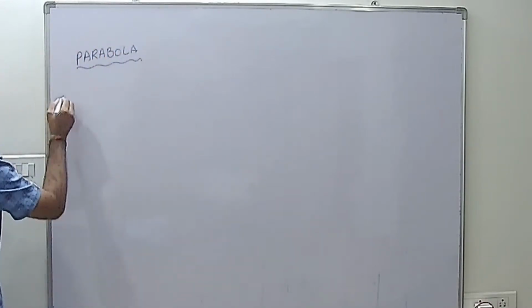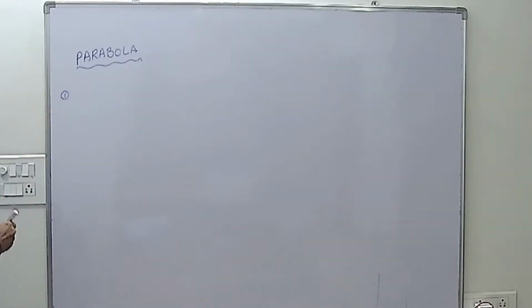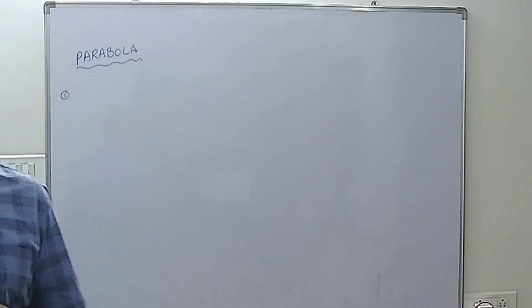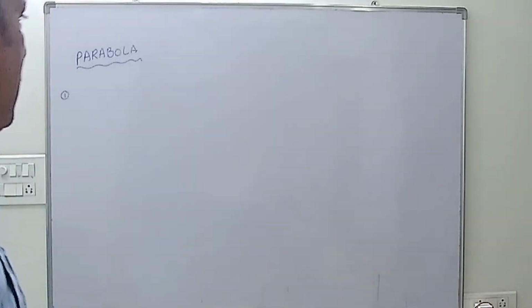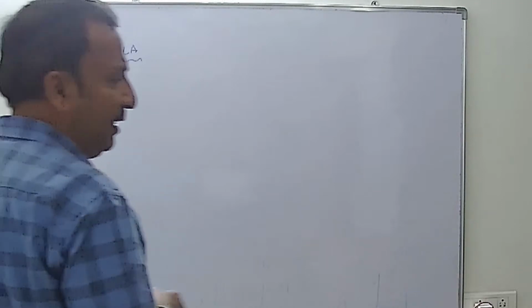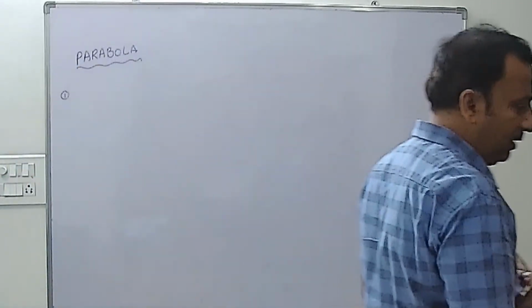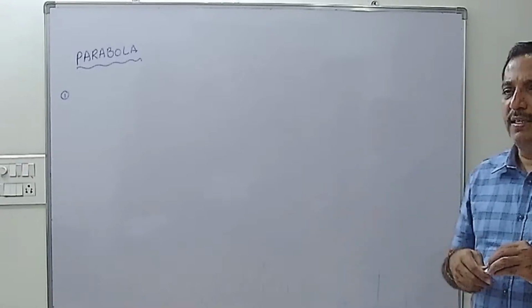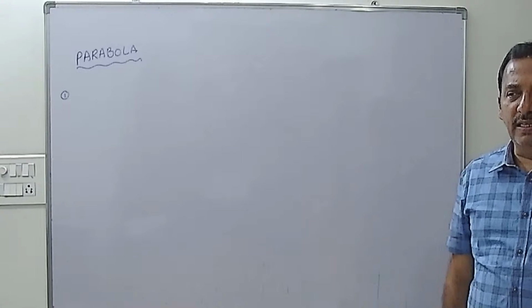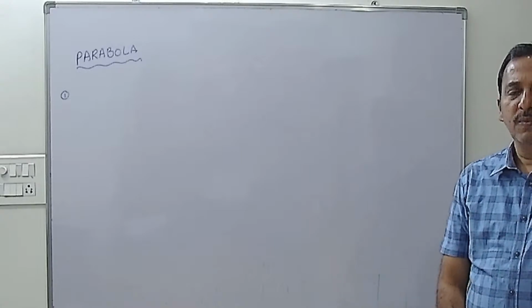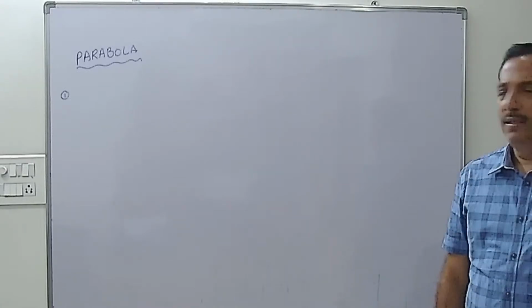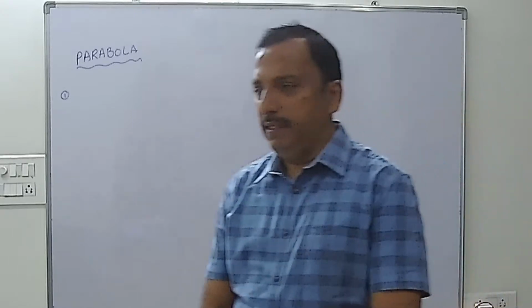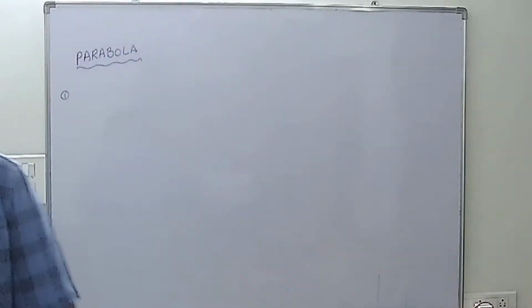Parabola. Okay, right. First definition: the conic whose eccentricity is equal to 1 is called a parabola.